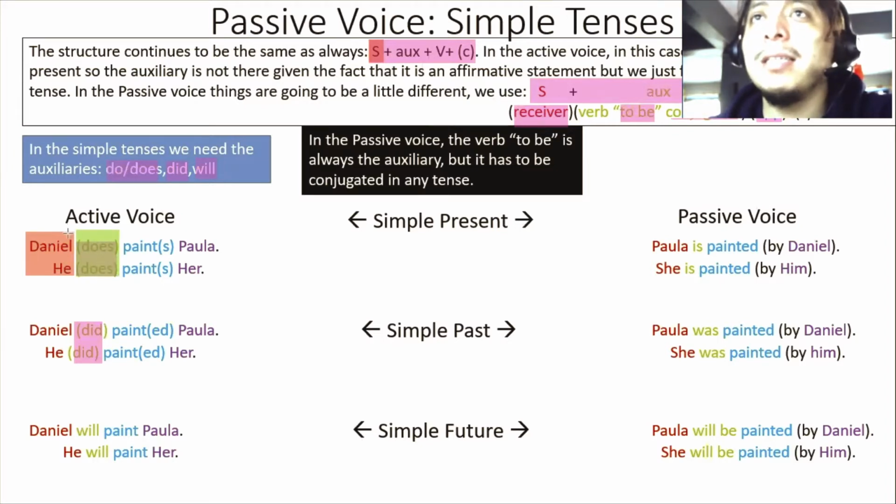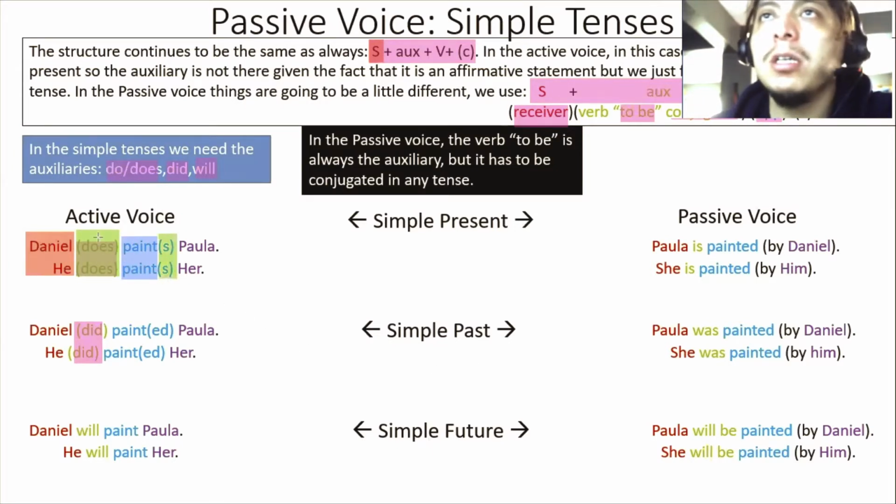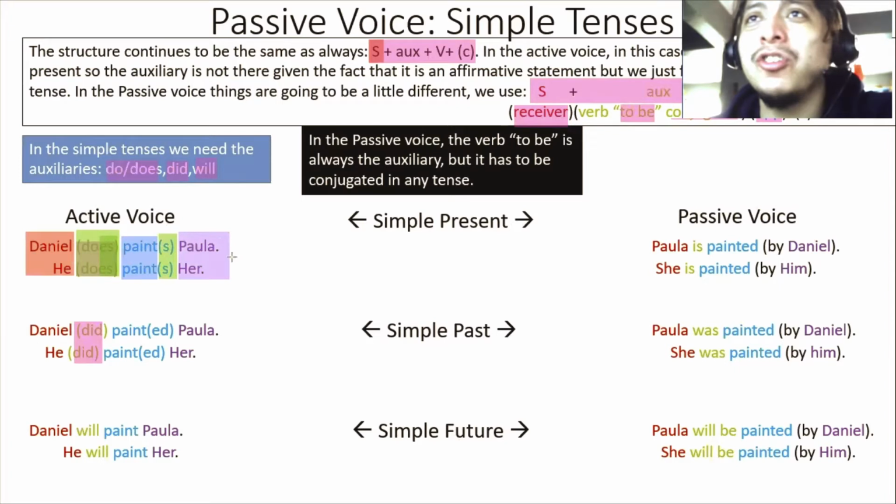The problem is that we never use the auxiliary in the simple present. And what happens if we don't use the auxiliary? What happens is that the verb, this is the verb, paint, has to take this S. So subject, auxiliary, if we don't have the auxiliary, the verb takes the S. And then we have the complement, which in this case is an object, a person that is receiving the action of being painted. We can replace this person with her.